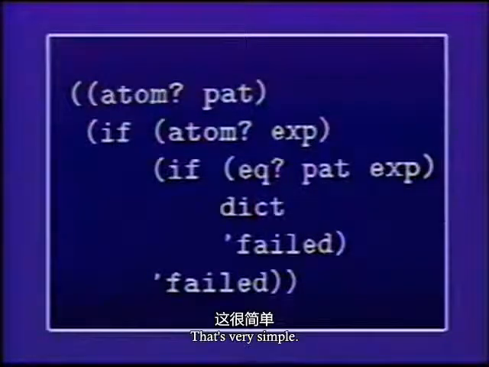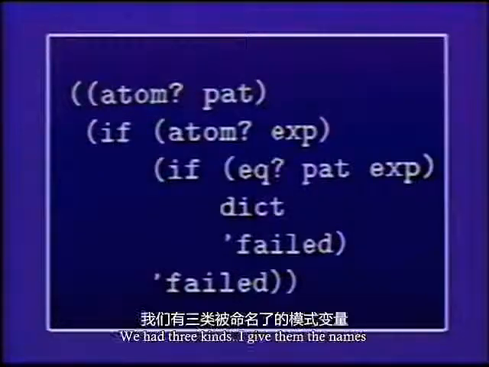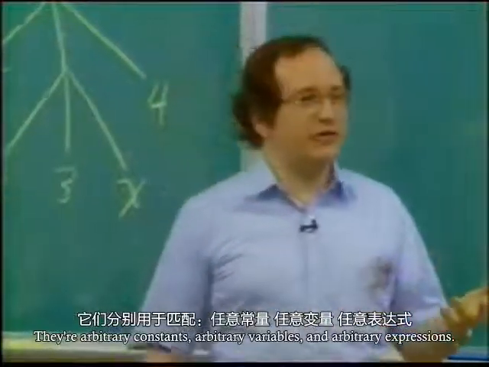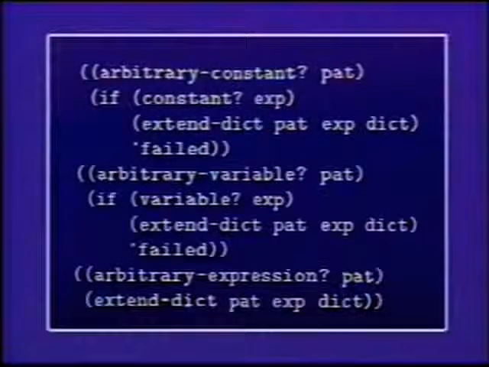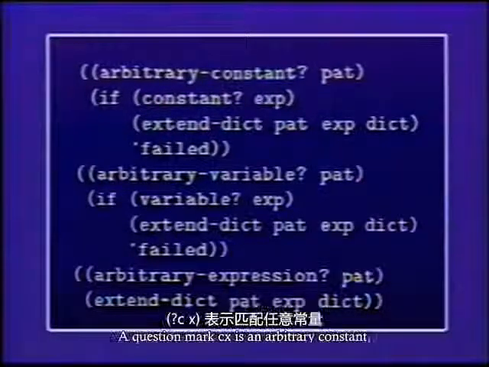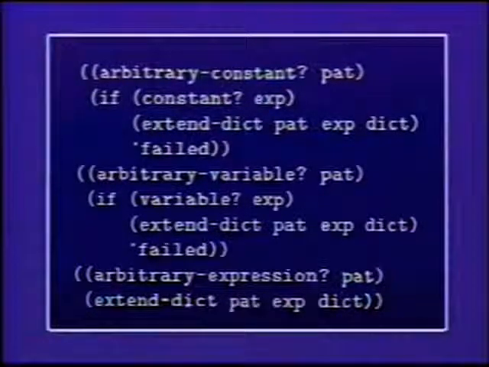Okay? That's very simple. Now what about the various kinds of pattern variables? We have 3 kinds. I give them the names: arbitrary constants, arbitrary variables, and arbitrary expressions. A question mark x is an arbitrary expression. A question mark c x is an arbitrary constant, and a question mark v x is an arbitrary variable.